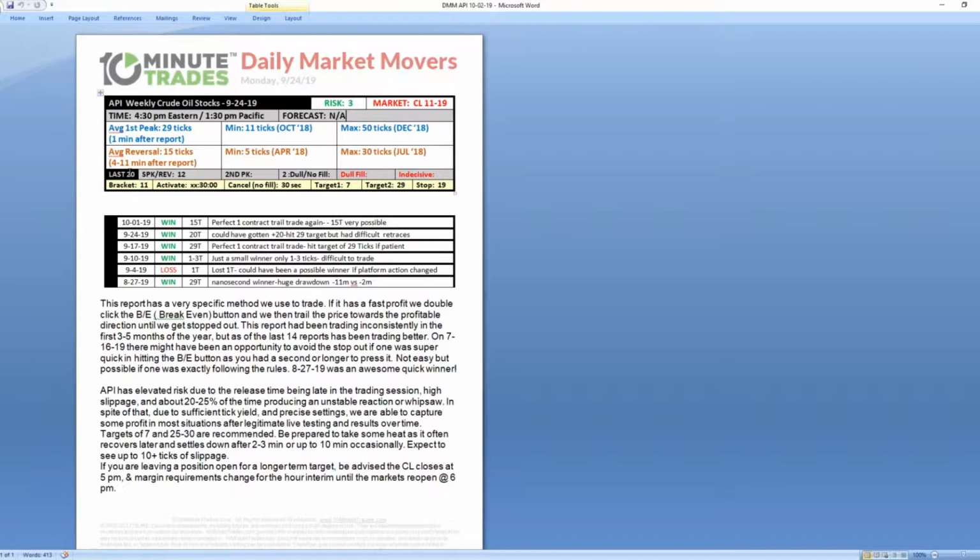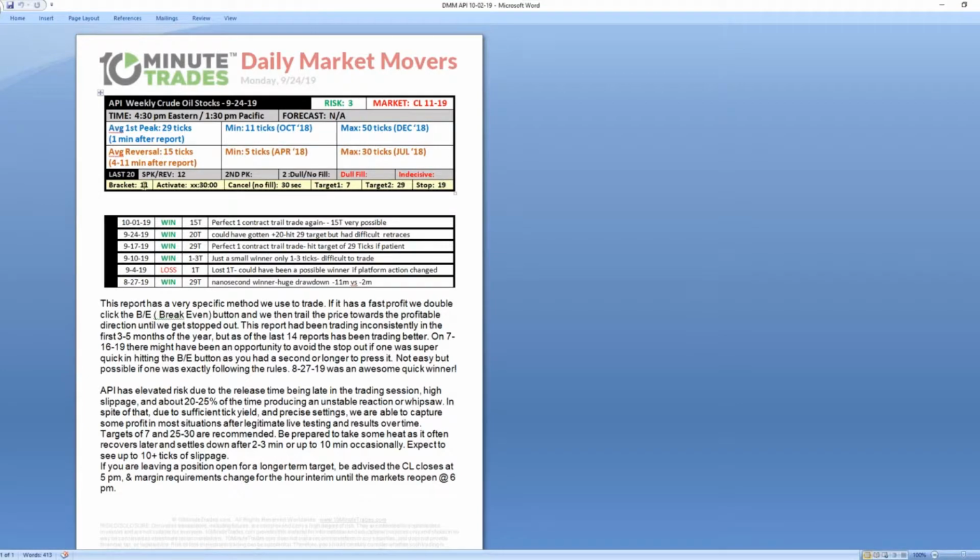We also have the last 20 trade results, okay? The last 20. But that's not the most important thing on this report. The most important line on this report is the yellow line. It's the way that I trade the report. It's the way that you can watch me do what we do in the trade room.